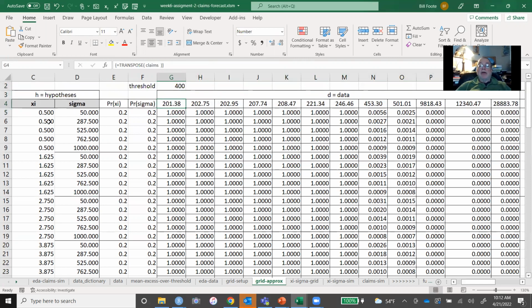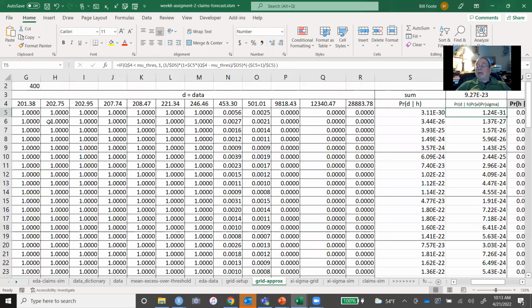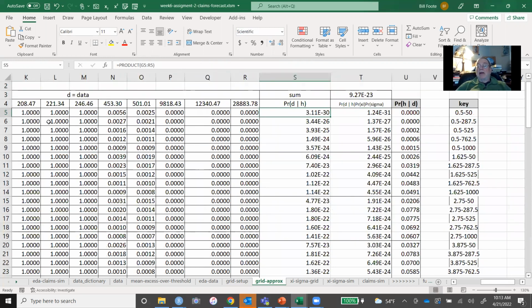With a threshold of 400, this data are not important anymore. You can see they have probability of 1, which is fine. They really don't have a probability of 1, but they act as if they have a probability of 1. When we multiply the joint probability of the hypotheses occurring and all of these together, all the way out to the end here to produce the probability of the data given the hypothesis. Now we do this for all of them.